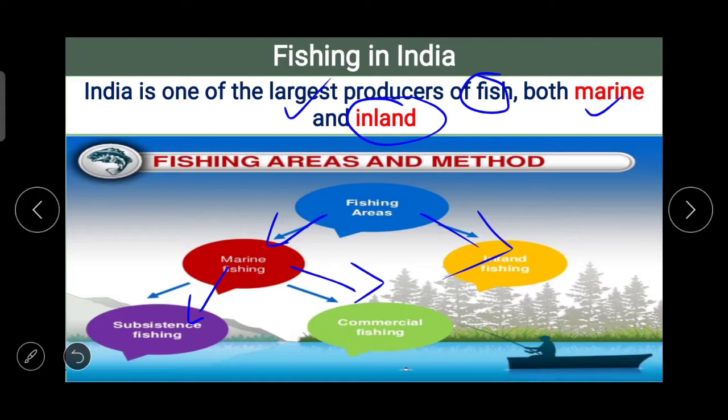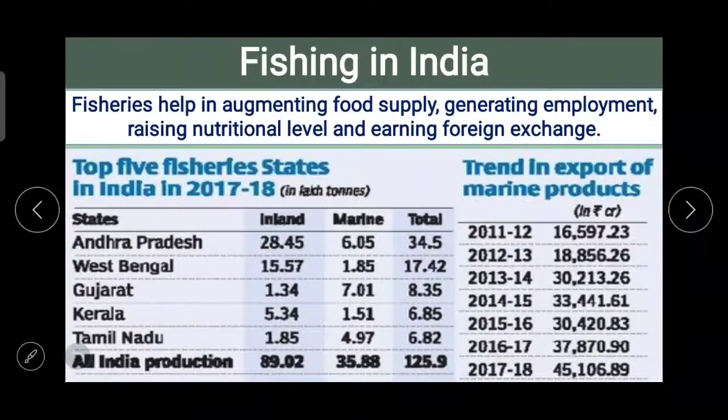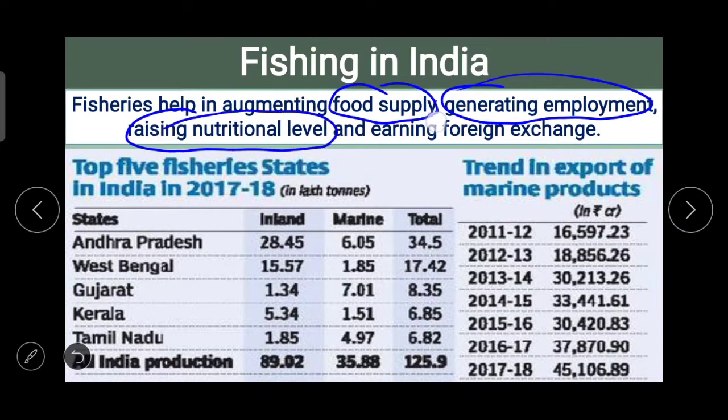Now, how does it help in strengthening our economy? Fisheries help in augmenting food supply, generating employment, raising nutritional level and earning foreign exchange. All these four things are important in the economy of any country. Food supply is happening, and importantly, it generates employment, it gives opportunities for the youth, then raising the nutritional level in the diet of the people and, very important, earning foreign exchange.